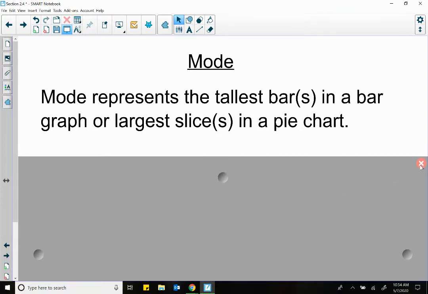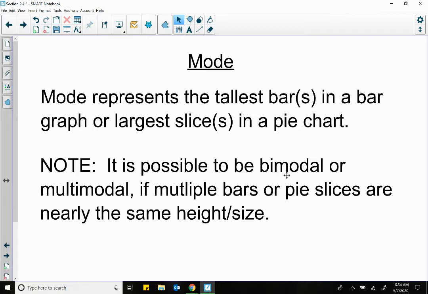Okay. A couple other things. Note, it is possible to be bimodal or multimodal. Okay. So in order for that to happen, that means you have multiple bars or pie slices that are nearly the same height and size. Okay. Height or size, thinking about the pie slices. So we'll talk about that here in a couple of seconds. But mode really is, which bar is the tallest, or bars. Maybe there are two that are extremely close.